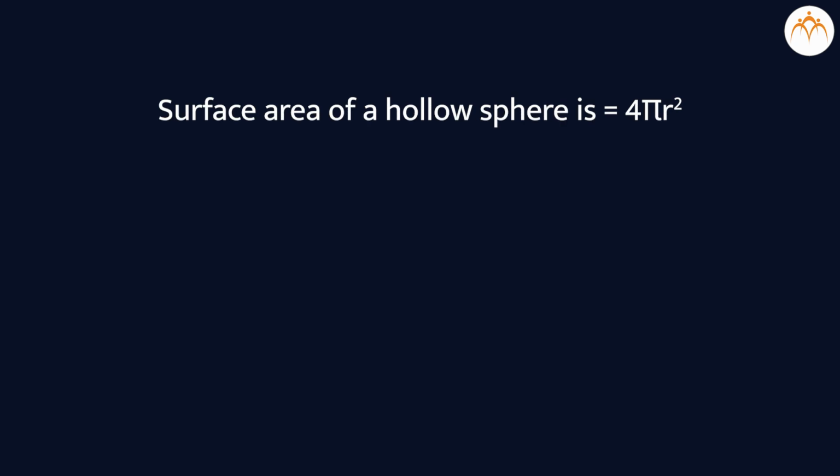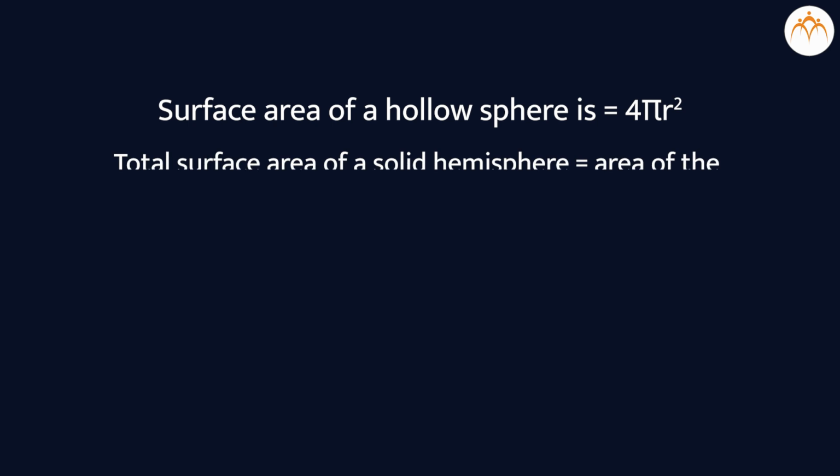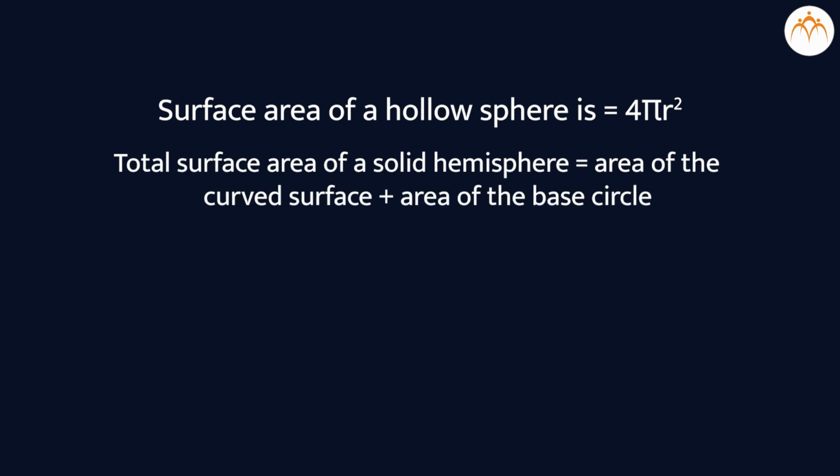Now let us study the volume and surface area of a sphere. Surface area of a hollow sphere is equal to 4 pi r square. Total surface area of a solid hemisphere is equal to area of the curved surface plus area of the base circle, which is equal to 2 pi r square plus pi r square, which gives us 3 times pi r square.